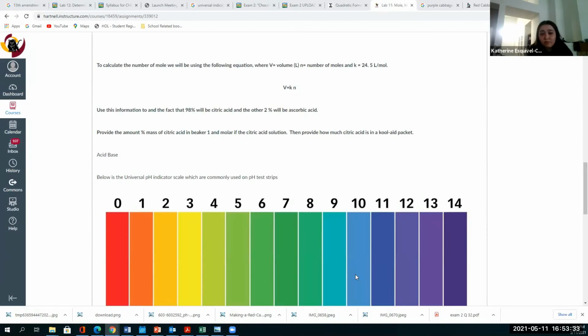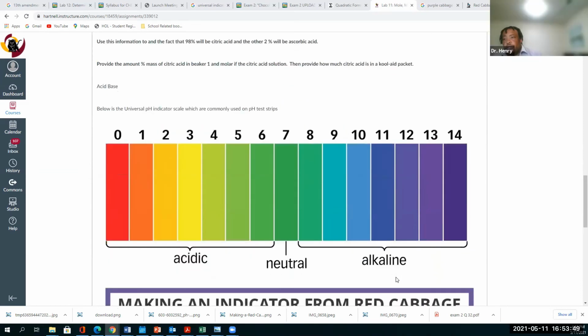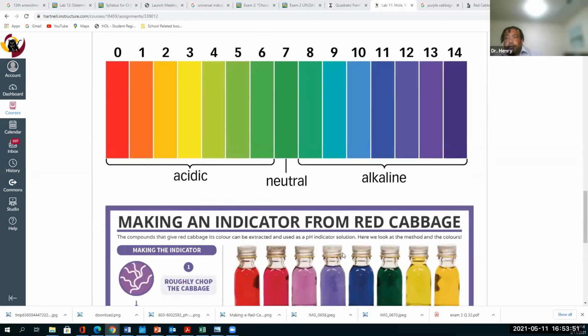Yep. And you remember for the pH strip, you only have 3 things that you have to check the pH for. You're going to use vinegar, you're going to use baking soda, and you're going to use your Kool-Aid, right? Yeah. So you want to record the pH for all of those pH strips, and then also use the cabbage indicator.